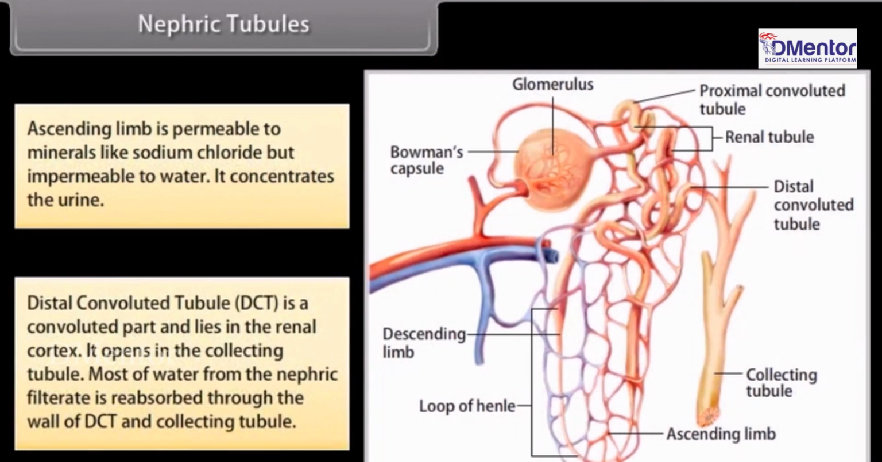The distal convoluted tubule (DCT) is a convoluted part and lies in the renal cortex. It opens in the collecting tubule. Most of the water from the nephric filtrate is reabsorbed through the wall of the DCT and collecting tubule.